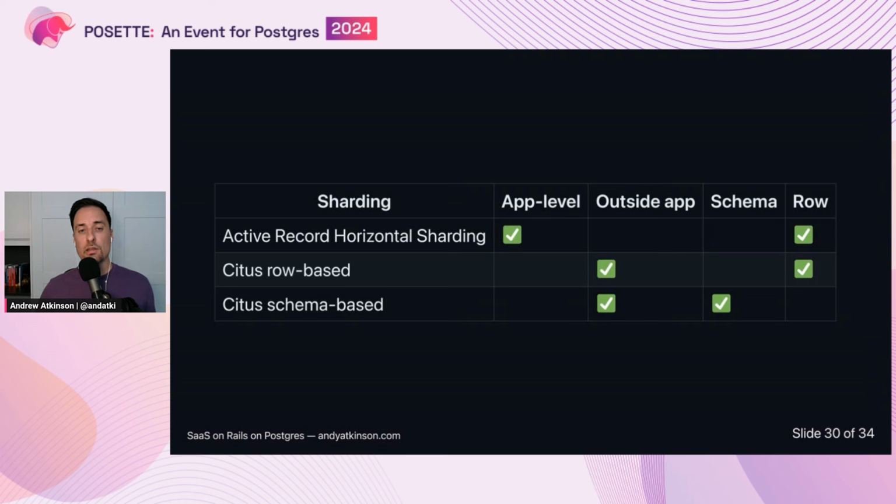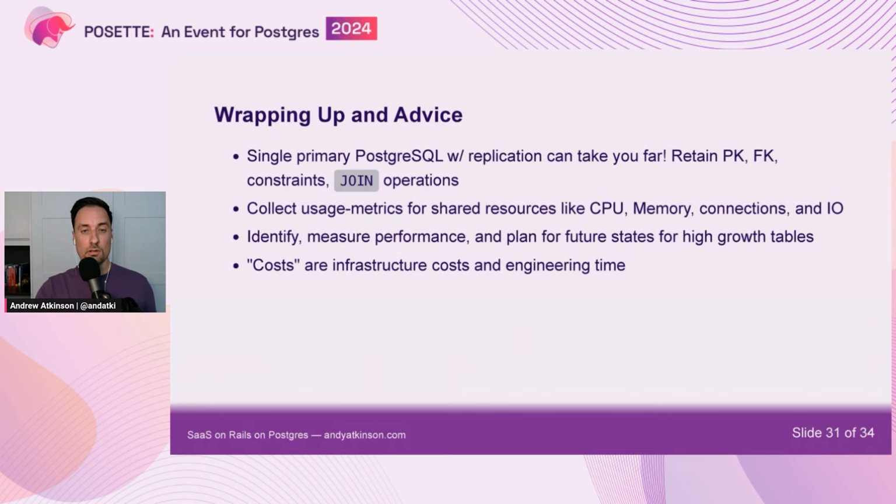Or alternatively, we could make a different choice where we decide to shard at the Postgres level by using Citus. We have two options there, row-based or schema-based, and that's going to be outside of our app for the most part, apart from distribution column query changes. And then we can either create schemas per tenant or per company, or we can identify rows and take advantage of row-based sharding.